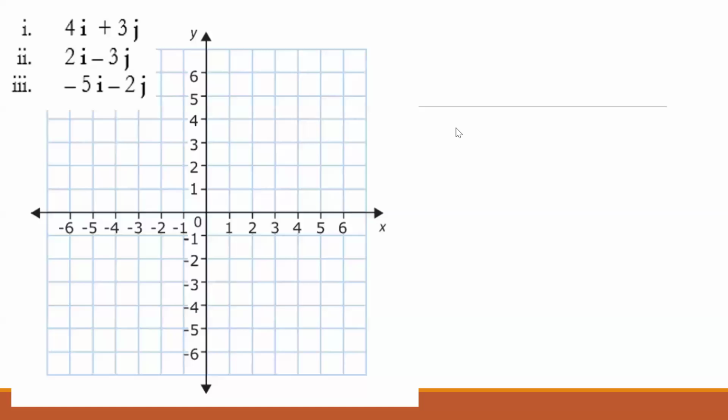Okay, in the first one, we have a positive 4 in the x. Whatever we have in front of i is x, whatever we have in front of j is y. So the x component is 4, the y component is 3. So that point will be like this. Is that right?